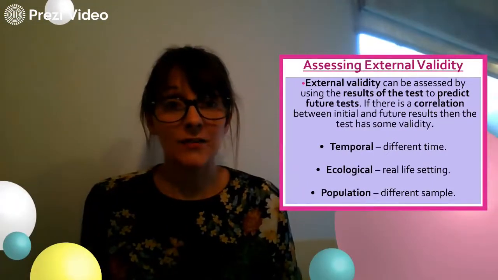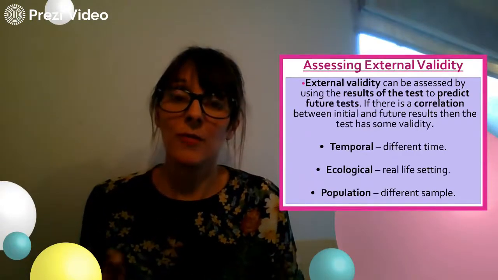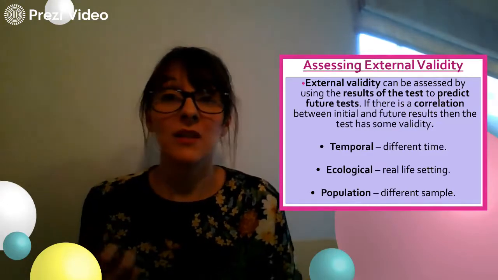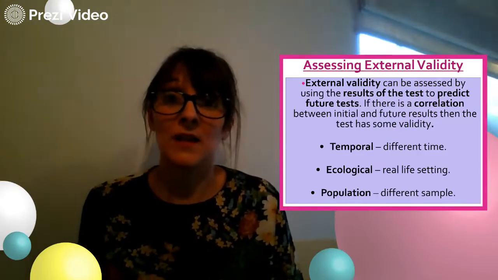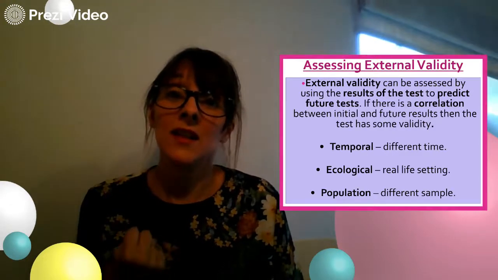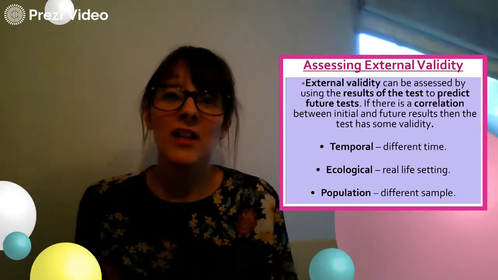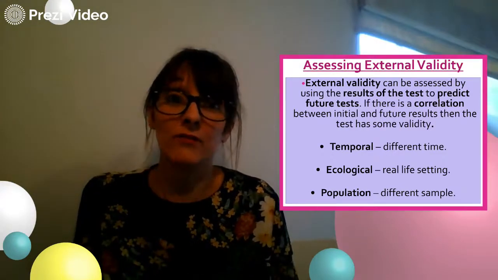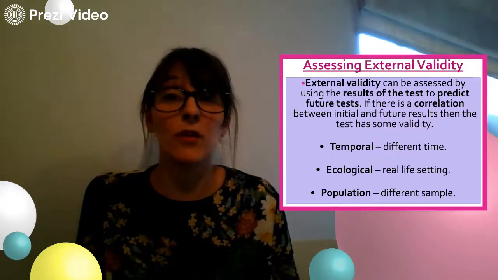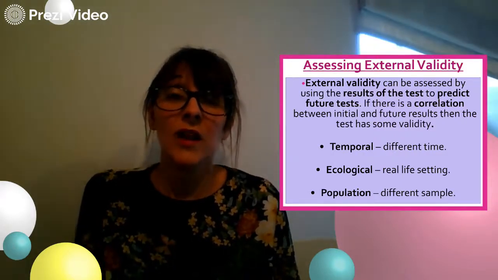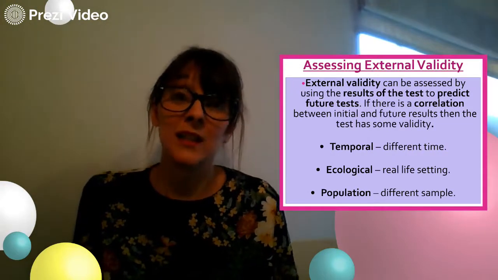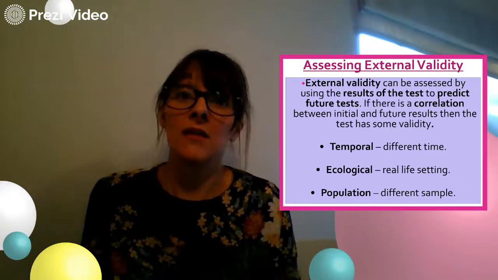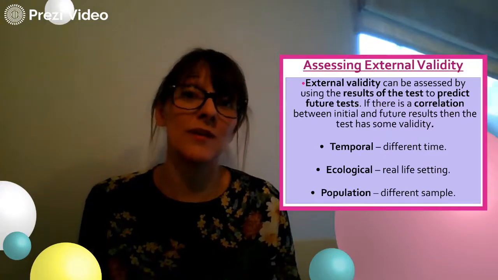We can assess external validity by using the results from our experiment and predicting future results. So I would take the results from, say, Bandura's experiment and say, I predict that if I did this experiment with teenagers, this is the results I would get. I would see that they would imitate an aggressive role model, and boys would imitate more physical aggression than girls. And I would use that experiment with that different group of people, and if I got the same or similar results, then I would say yes, it's valid because I can predict what's going to happen.